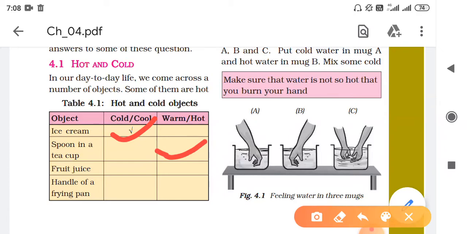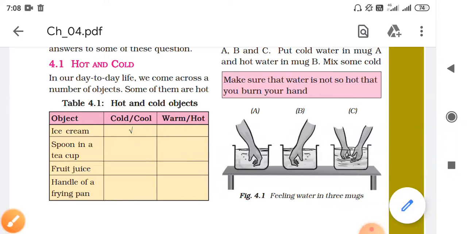This fruit juice is cold. And the handle of a frying pan, is it cold or hot? The frying pan handle may be cold. So you can fill in these tables with a pencil according to your understanding.